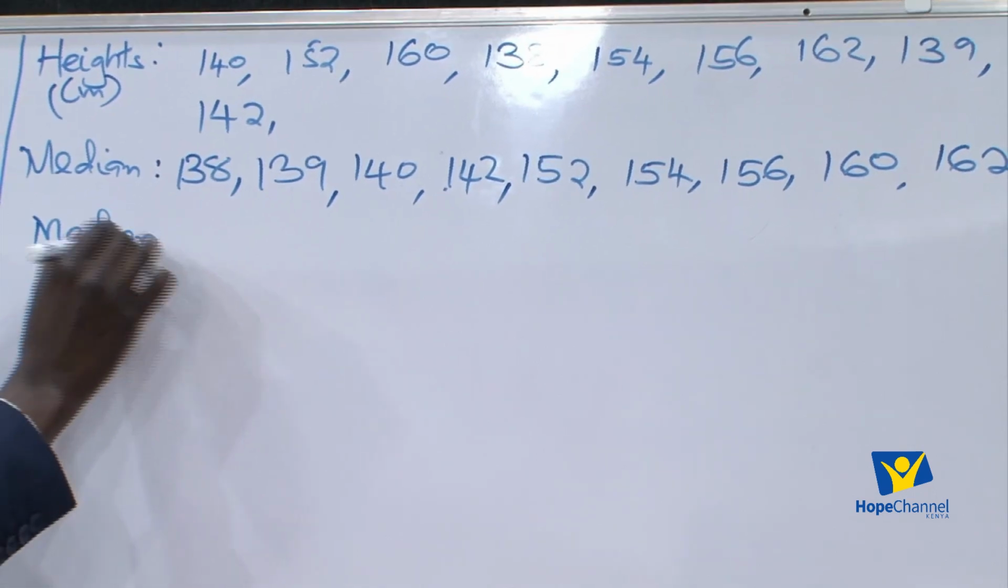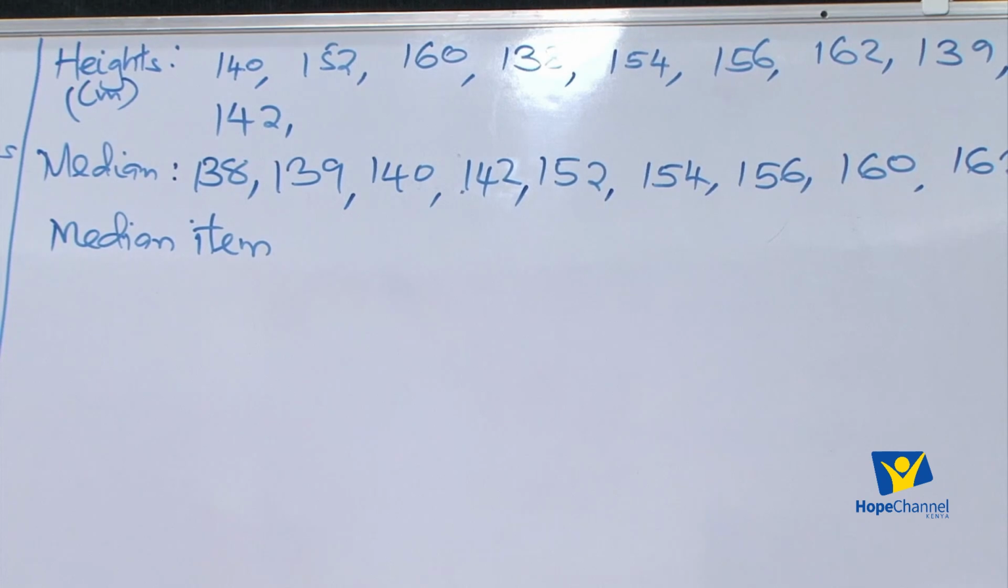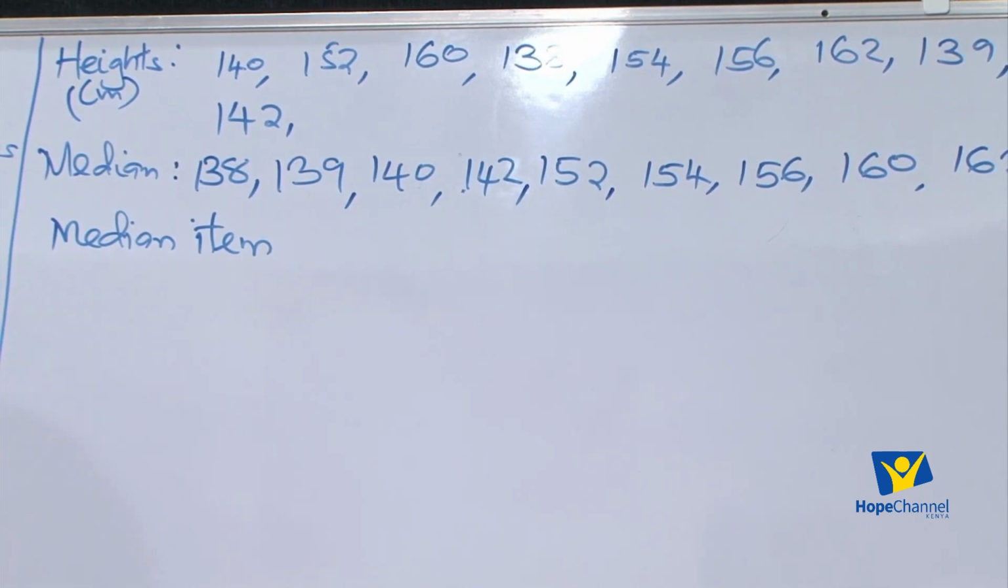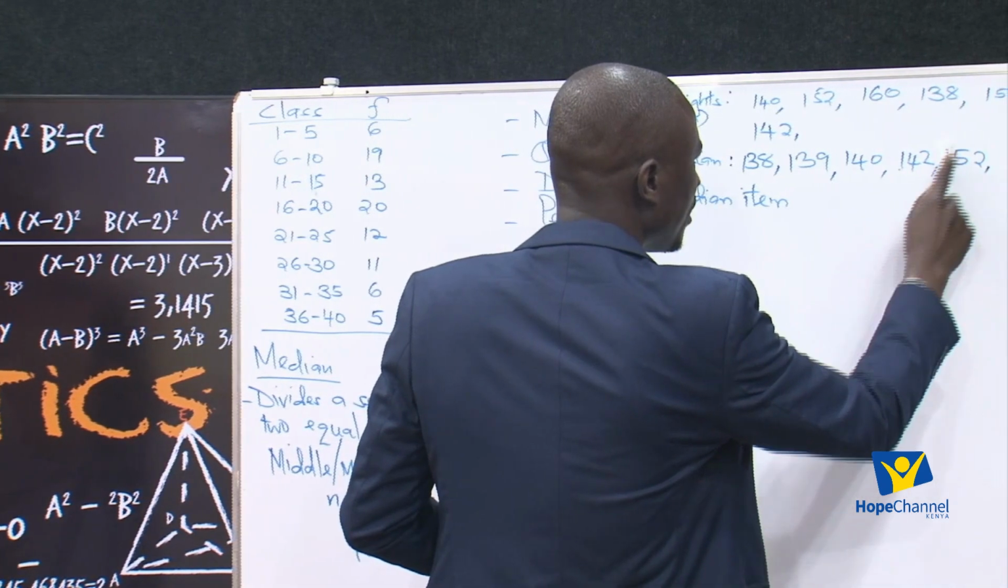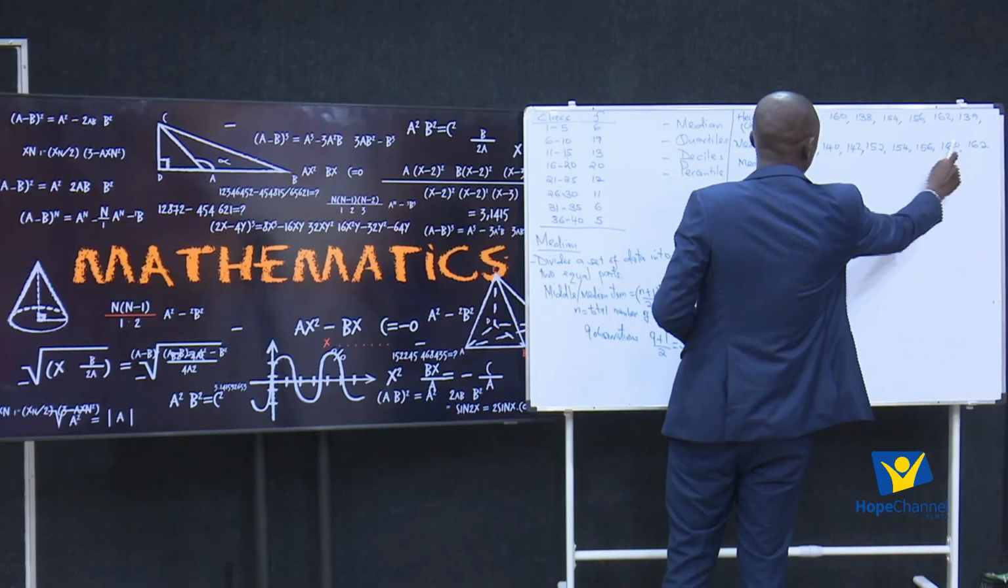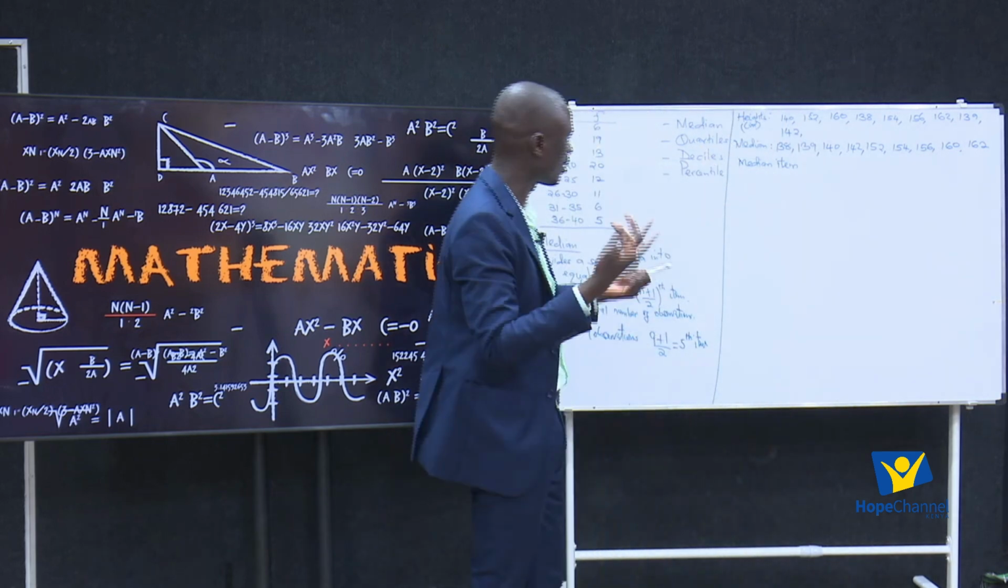Some people will always do it manually by counting. There are 9, so which one is in the middle? 1, 2, 3, 4, 5. This number 5 is the number in the middle. That is the median. Actually, you can do it very simply.